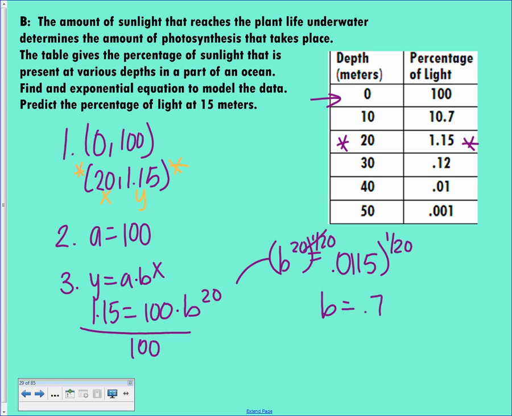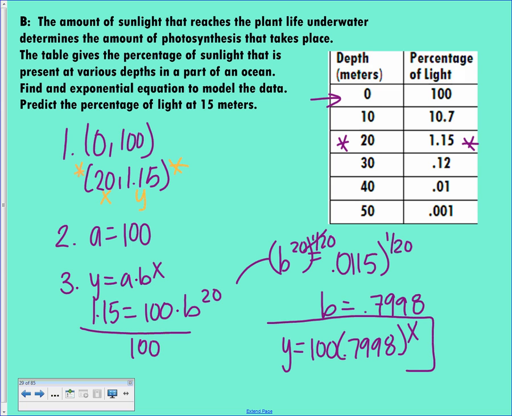So in this case, I'd get about 0.7998. Okay, don't round up too much to the 0.8. That's not going to be very accurate. So then in that case, just multiply for decimal places. So now my equation is y equals 100 times 0.7998 to the x. Okay. You will get a slightly different decimal depending on what ordered pairs you pick, but you should be pretty close, which is why it's very important that you show your work.